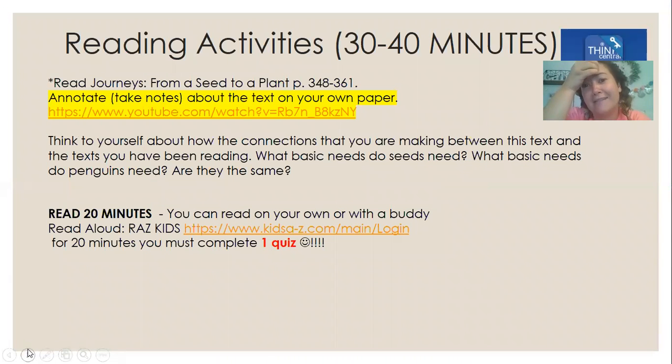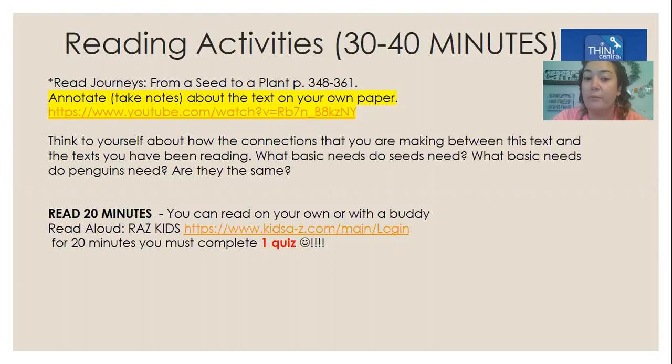Okay, reading activity, 30 to 40 minutes. So read From Seed to a Plant. You can listen to me read it, you can watch the YouTube video of it, or go to Think Central and find the story From Seed to Plant. Today, think to yourself about the connections you're making between this text and the text you have been reading, the previous text being Penguin Chick.